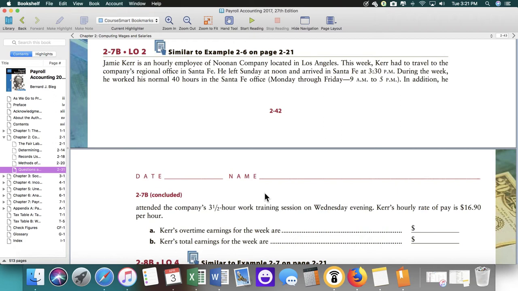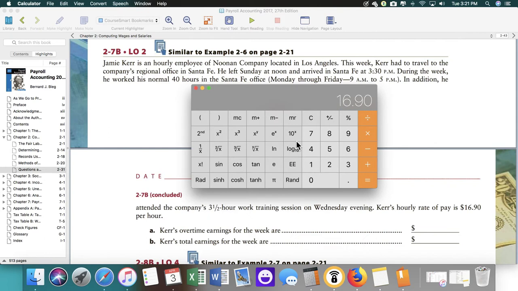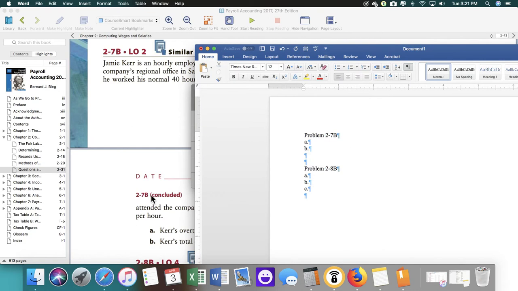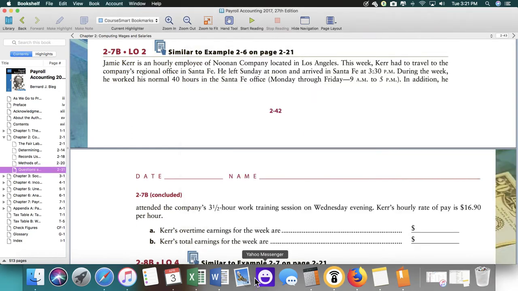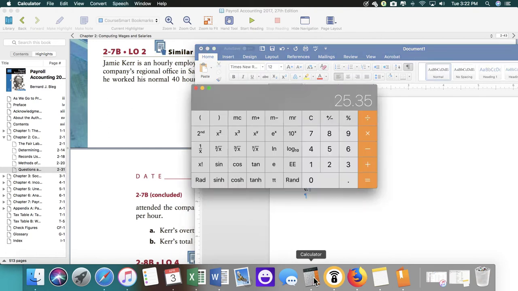So we are going to take the $16.90 and multiply it times 1.5. That gives us an overtime hourly rate of $25.35. And so the question asks us for overtime earnings. So I'm just going to make a note for myself: overtime rate is $25.35.